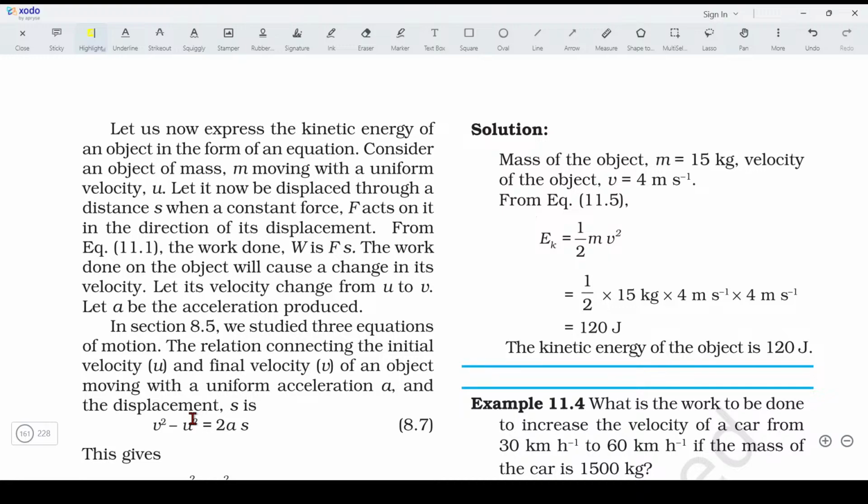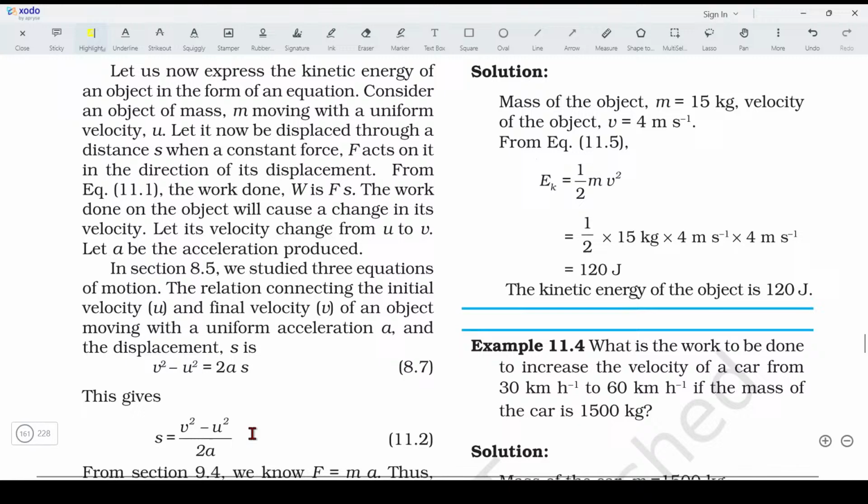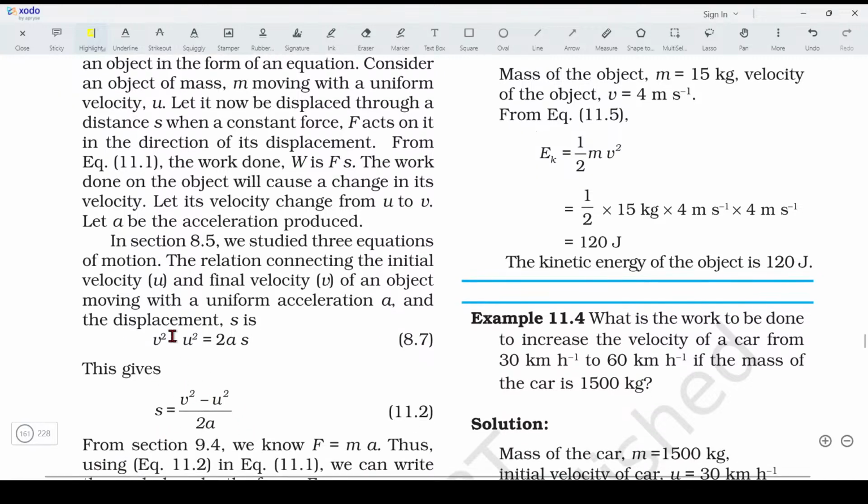Excellent. So now, if an object started at velocity u and reached velocity v in a distance of s, what is the acceleration? We get v square minus u square equals 2as, so s equals v square minus u square by 2a, right?